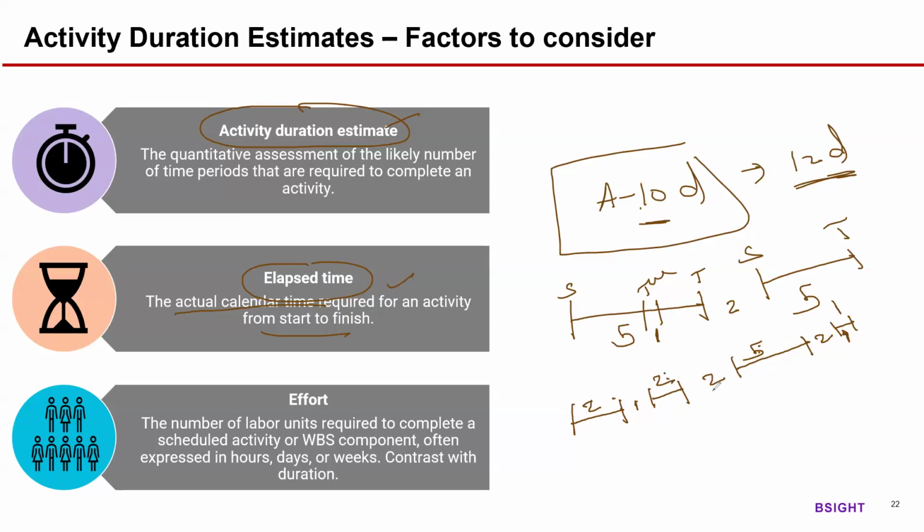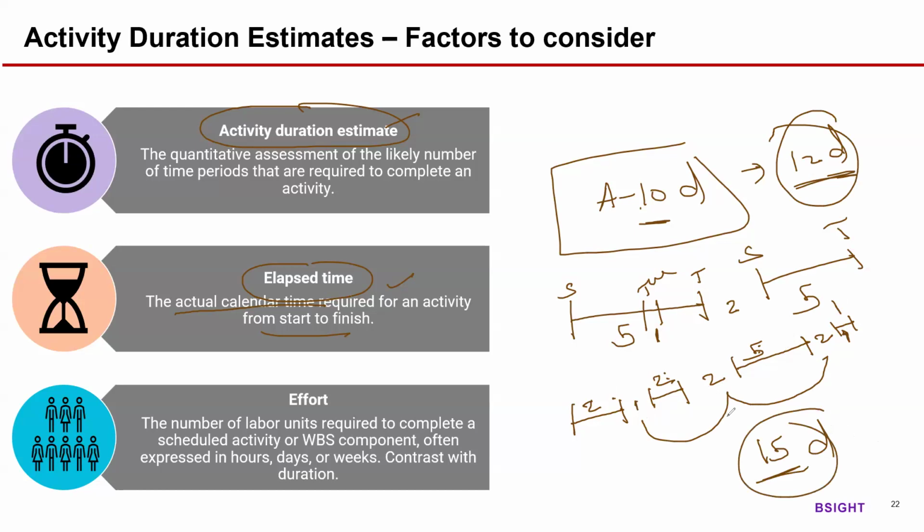But the non-working time is 1 plus 2 plus 2, 5. So 10 plus 5, as Shang mentioned, 15 days. So without a break, 12 days elapsed duration. With a 1-day break, the elapsed duration goes to 15 days. Anyway, just for your information. Is it clear?